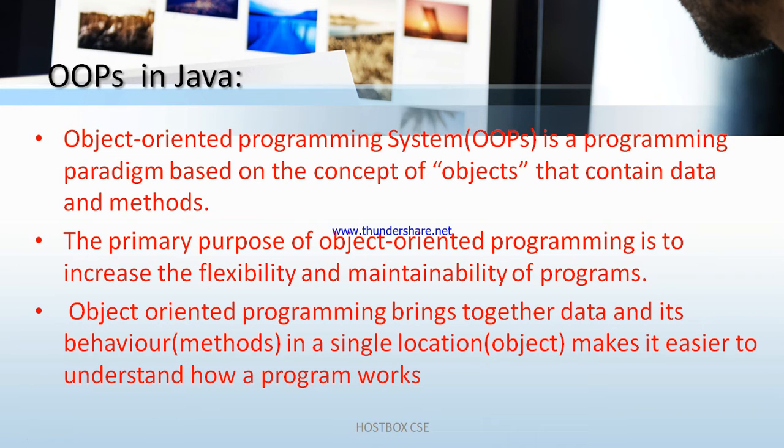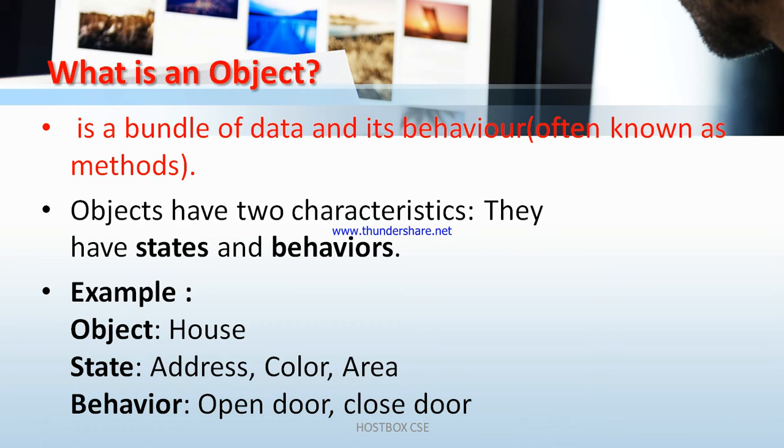So OOPs in Java. Object-oriented programming systems is a programming paradigm based on the concept of objects that contain data and methods. The primary purpose of OOPs is to increase the flexibility and maintainability of programs. Remember, if you want to increase the flexibility and maintainability of programs, you need the OOPs concept. It also brings together data and its behavior in a single location and makes it easier to understand how a program works. Now the next question is, what is an object?